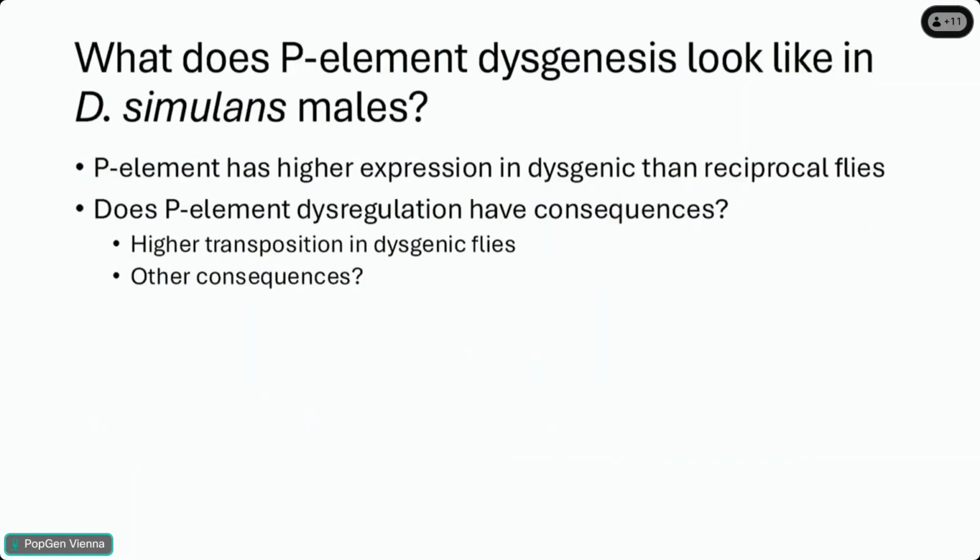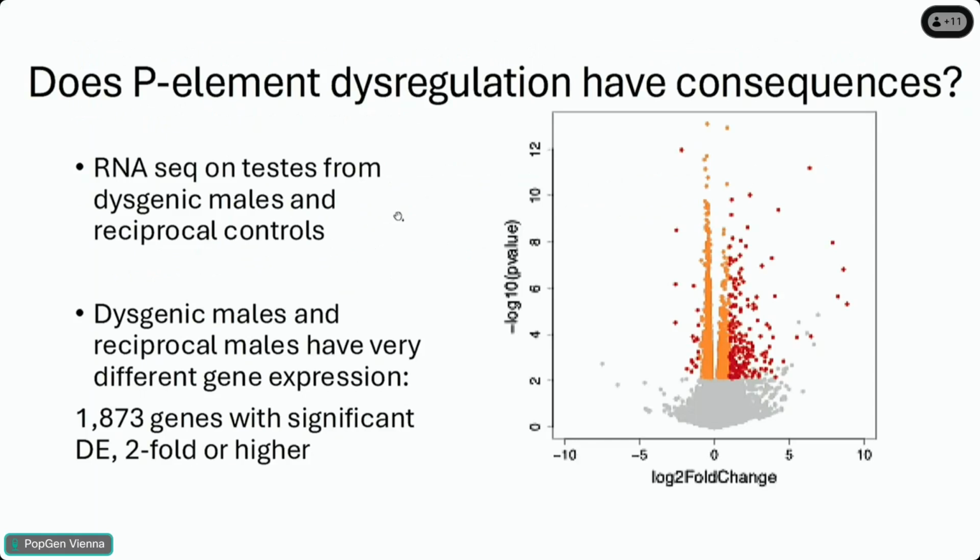Okay, so there are some consequences of this P element dysregulation. There's a higher transposition rate. What else? The RNA-seq data I showed you before was just looking at expression differences between dysgenic and control males in their transposable elements. This is their expression differences due to genes. There's a lot more going on. There's a lot of red and orange dots. Those are genes with significantly different expression between dysgenic and reciprocal F1 males. There were almost 2,000 genes with differential expression, at least twofold.